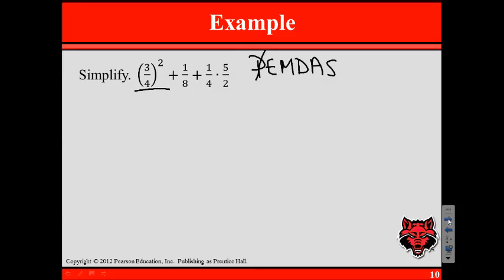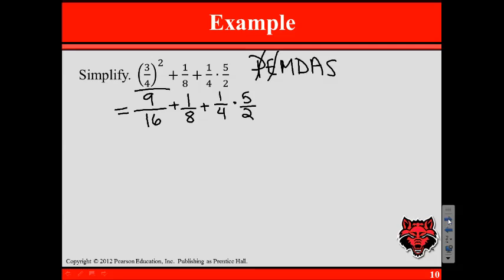We look at the exponential expressions, which we've already underlined. 3/4 squared, which is 3 over 4 times 3 over 4. We multiply the numerators. 3 times 3 is 9. 4 times 4 is 16. Everything else stays exactly the same. So we are finished with all of the exponential expressions.